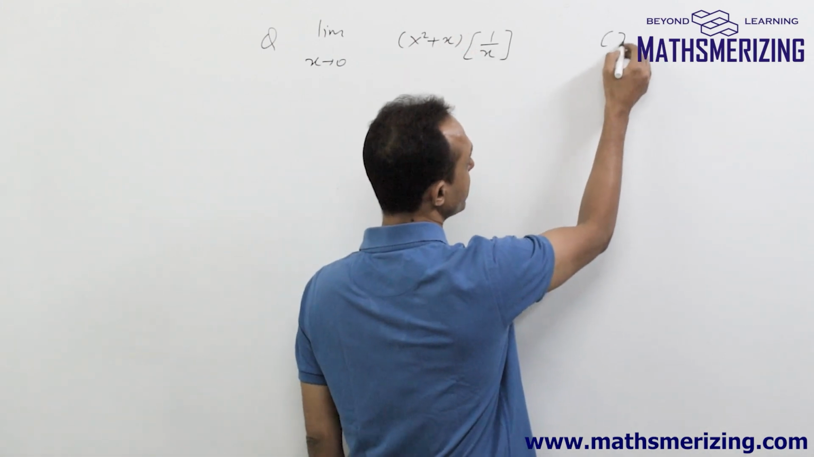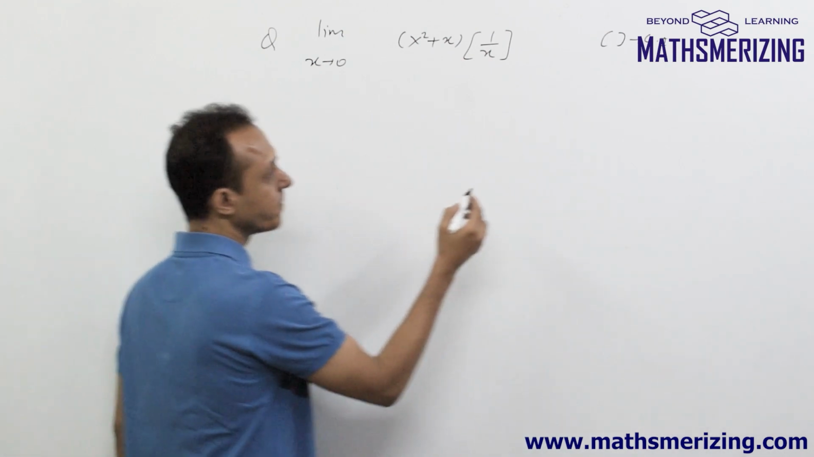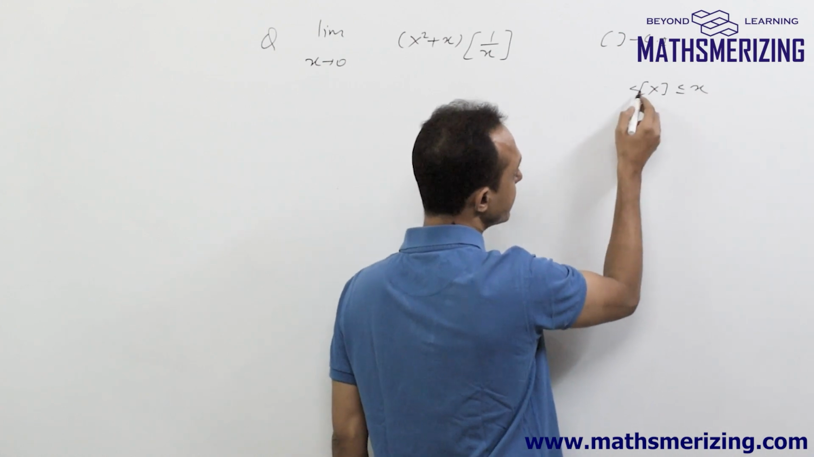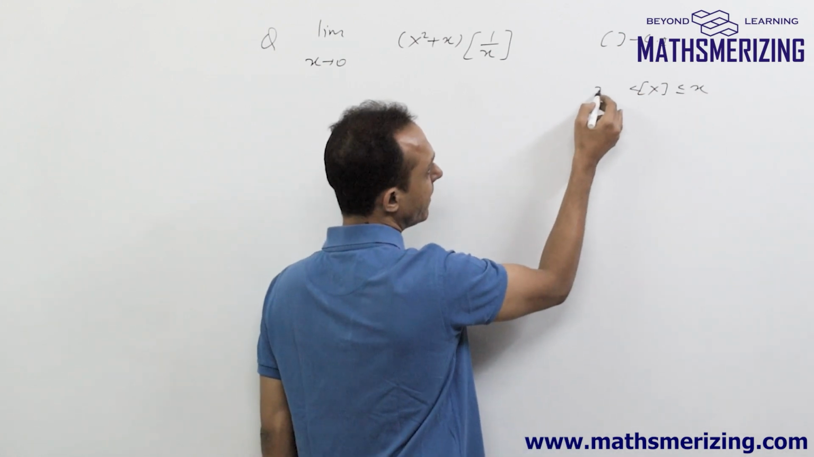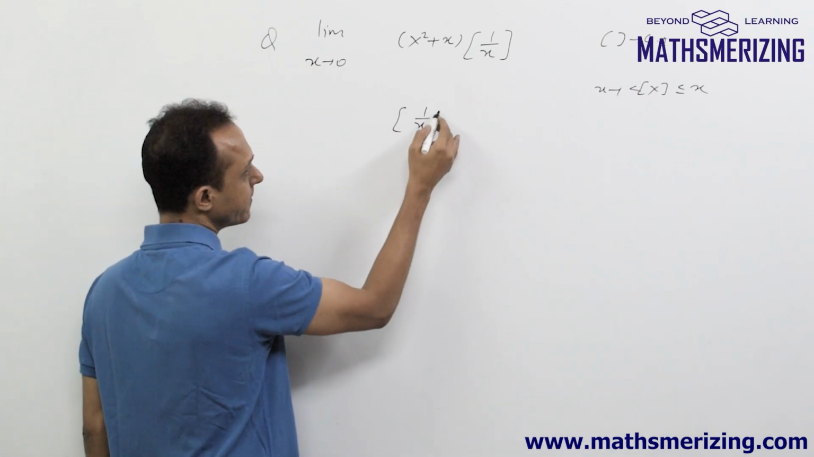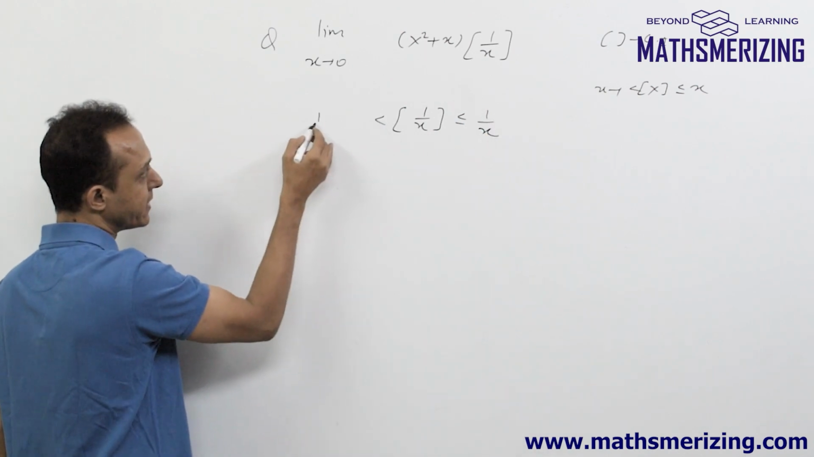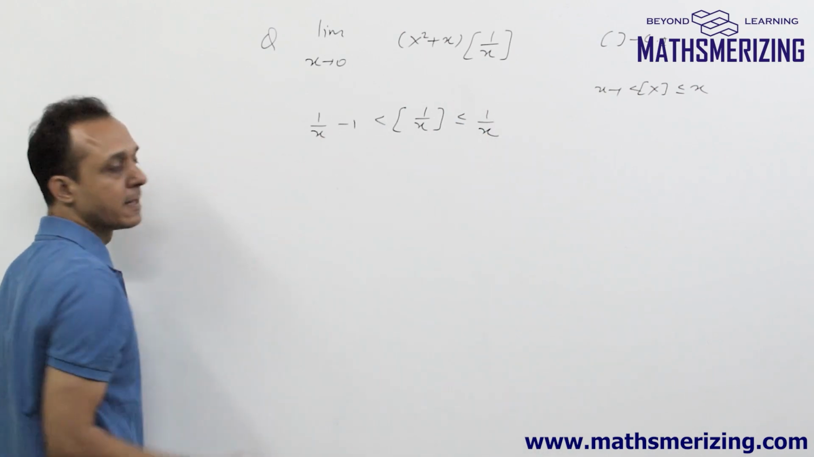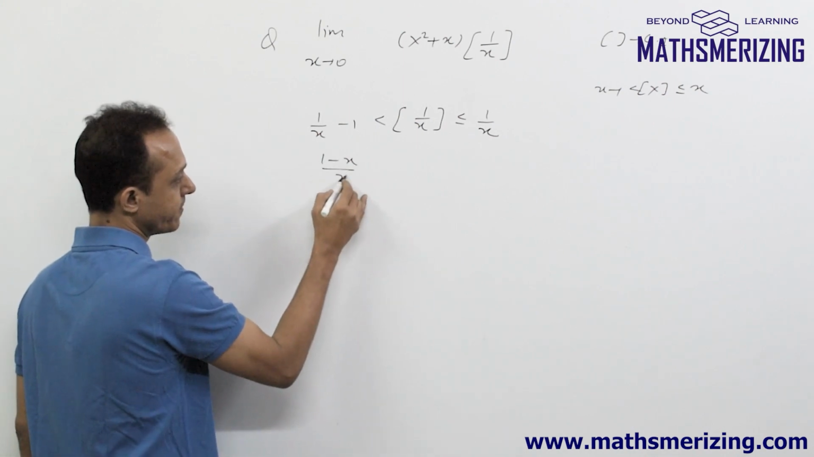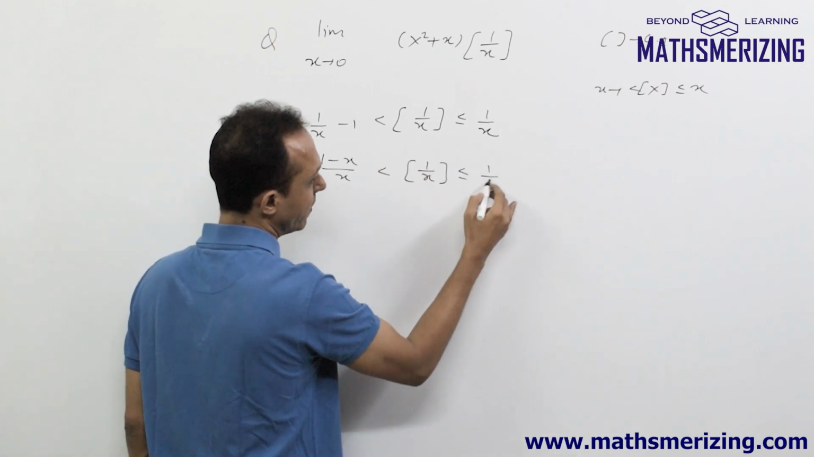where this box represents the greatest integer function. Now what I know is any greatest integer function of x is always less than or equal to x but greater than x minus 1. So I can write the greatest integer function of 1 by x will be less than or equal to 1 by x and it is always greater than 1 by x minus 1. So I can write it as 1 minus x upon x is less than the greatest integer function of 1 upon x is less than or equal to 1 by x.